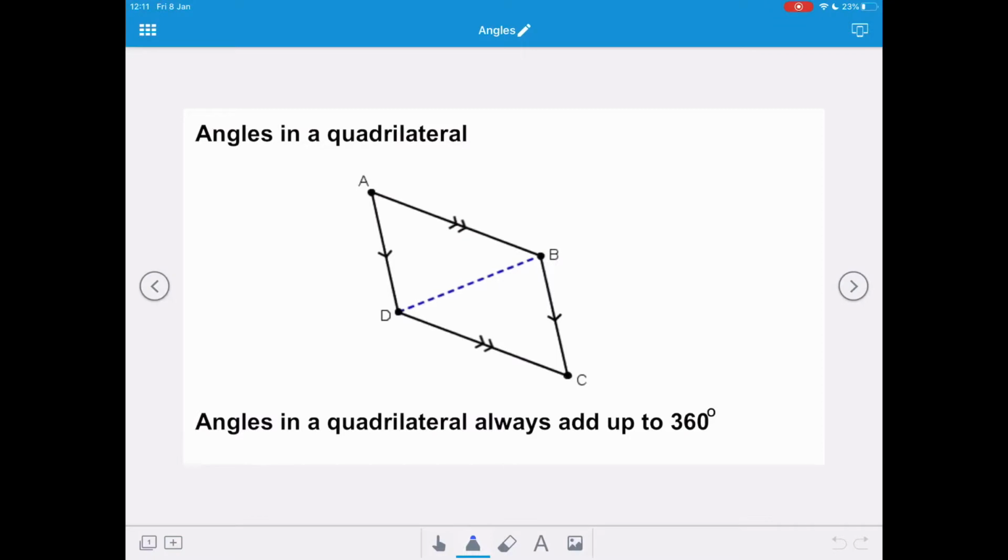Now, angles in a quadrilateral always add up to 360 degrees. In the parallelogram shown on the screen, you can see that diagonal DB has been put in a dashed line, splitting our parallelogram up into two triangles. We've got triangle ADB at the top, and then we've got triangle BCD at the bottom. Now we know that the angles in one triangle add up to 180 degrees.